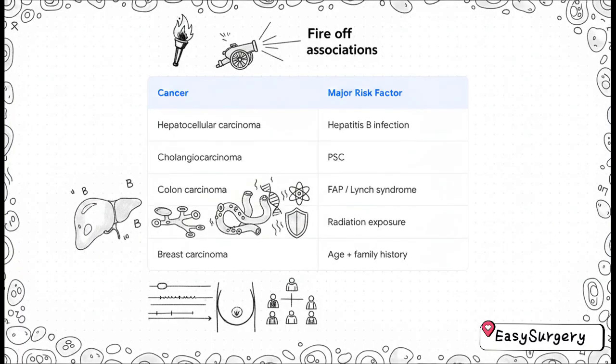Let's fire off some major oncology associations. We are matching highly specific genetic or environmental risk factors cleanly to their respective cancers. Hepatocellular carcinoma, hepatitis B infection. Cholangiocarcinoma, primary sclerosing cholangitis. Colon carcinoma, look out for familial adenomatous polyposis or Lynch syndrome. Thyroid cancer is deeply linked to previous radiation exposure. And for breast carcinoma, the major risk factors are increasing age combined with a family history.